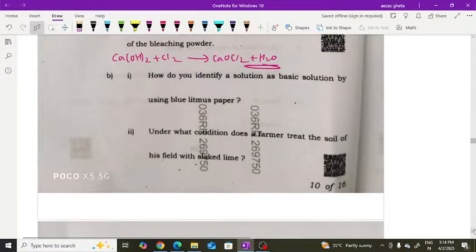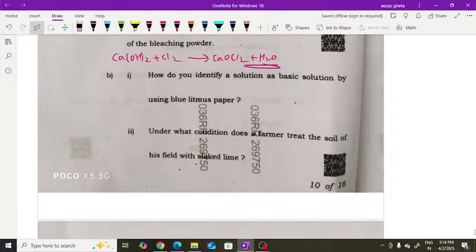Okay, it is a basic solution. Under what condition does a farmer treat the soil of his field with slaked lime? Under which condition will the farmer use slaked lime? Any idea? It is used to kill bacteria and disinfect water also.